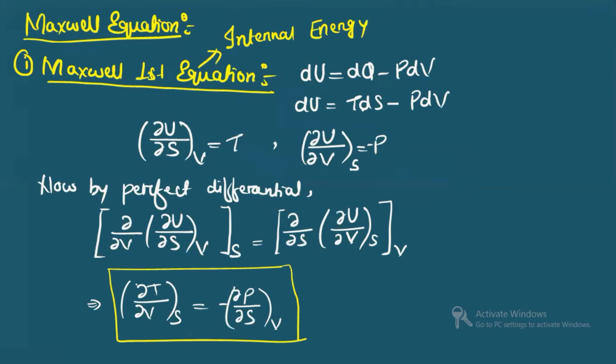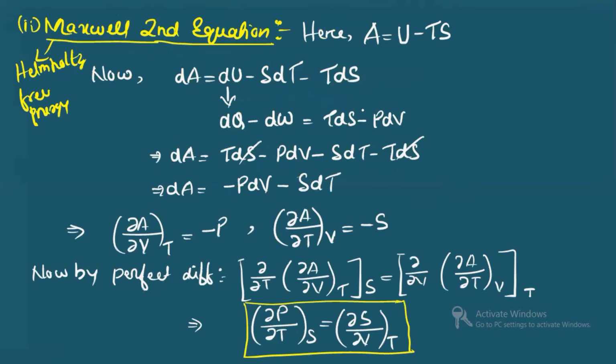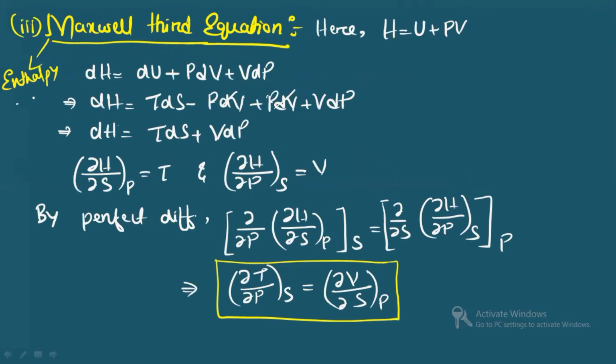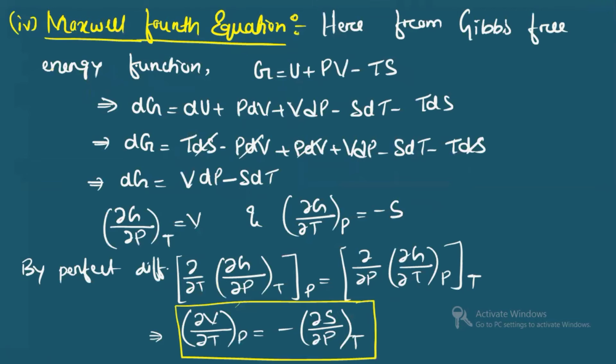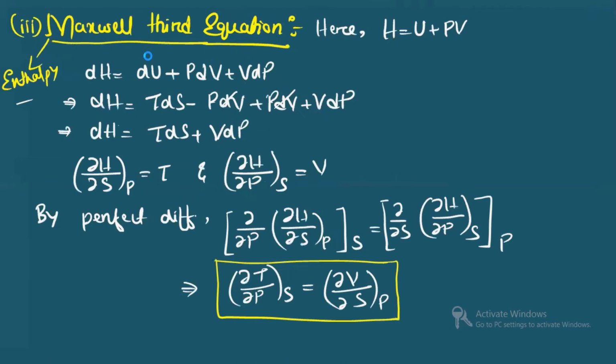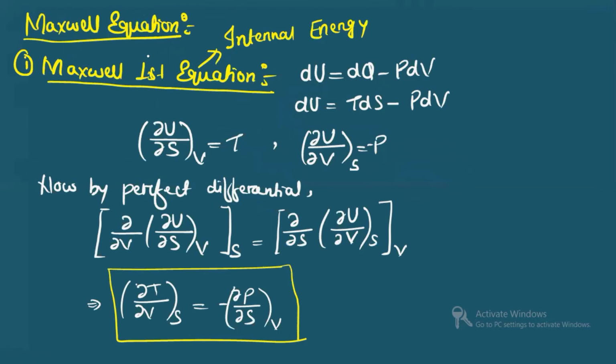All right. Now we will see the Maxwell equations. For the first Maxwell equation, we will use the internal energy. For the second, we will use the Helmholtz free energy. For the third, we will use enthalpy, and for the fourth, you will use what? Gibbs free energy. So you have to remember where you have to start, meaning which quantity will be used.